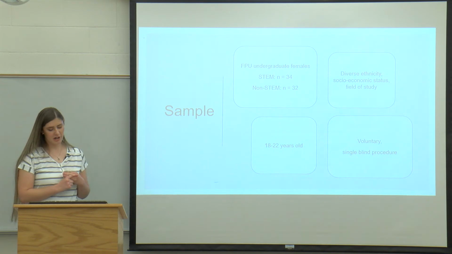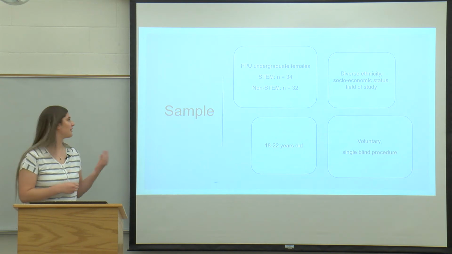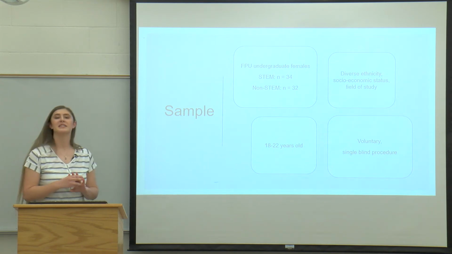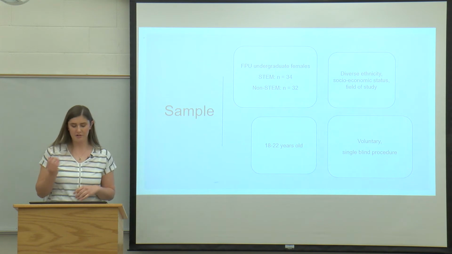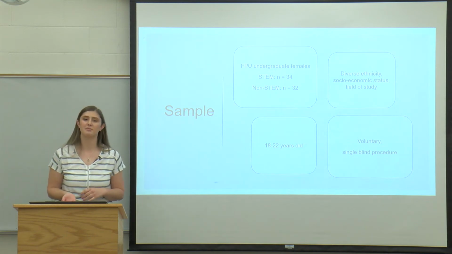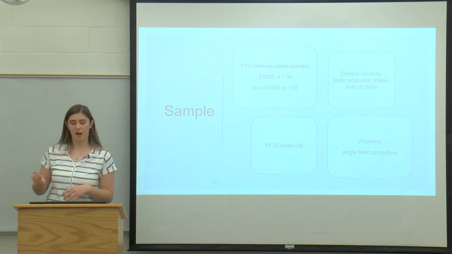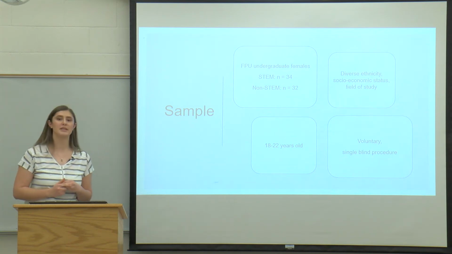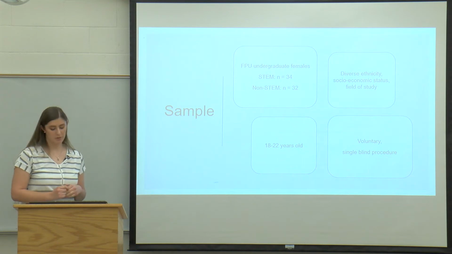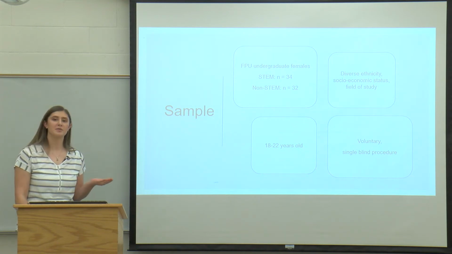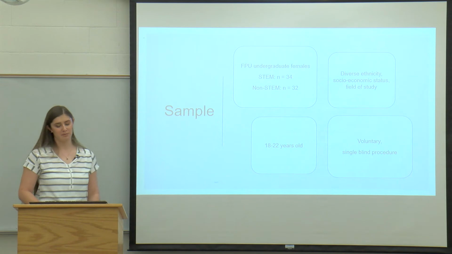So general information about my sample population is shown here. My sample was comprised of the undergraduate female population from Fresno Pacific University. There were 34 STEM and 32 non-STEM females surveyed from a diverse group of 18 to 22-year-olds. For research purposes, this was a voluntary single-blind procedure.